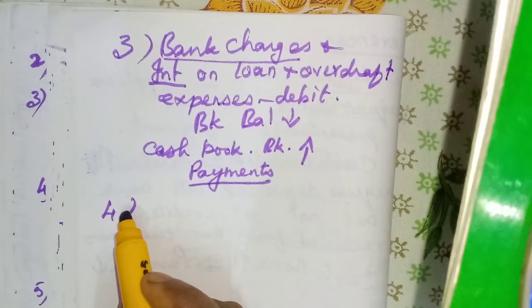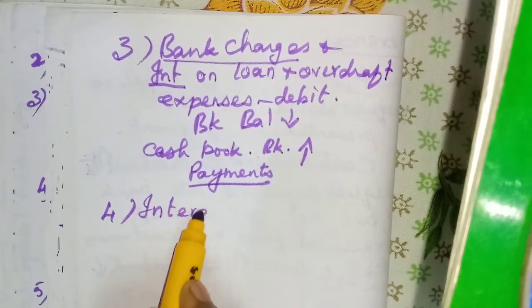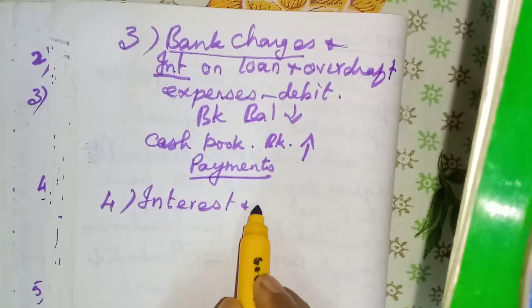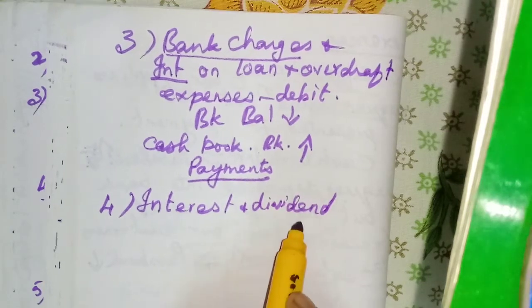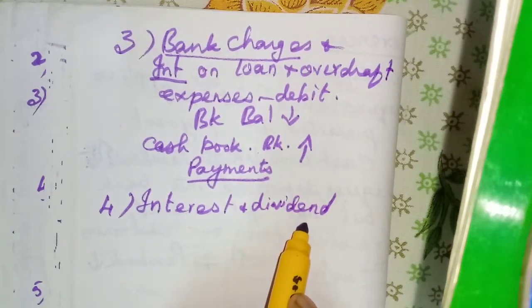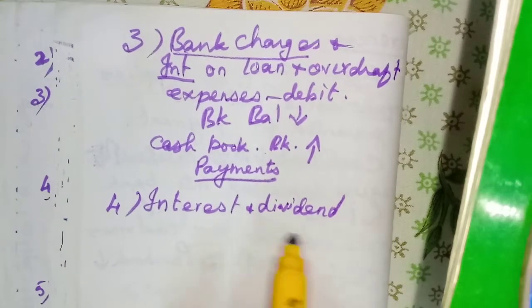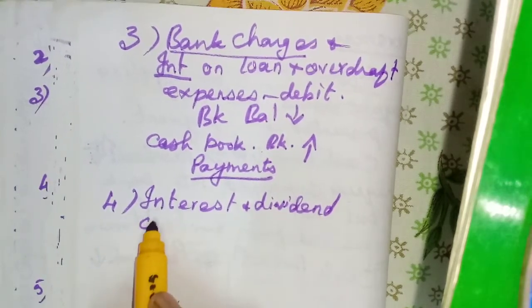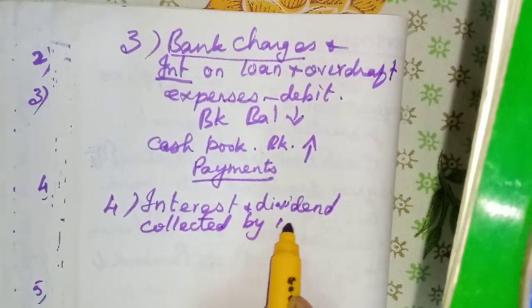Now the next one, opposite to this one, interest. That is interest the bank will receive, or some income, dividend. Dividend, you know, if we purchase a share we will get a fixed amount as dividend, or interest if we have made any investment outside. This interest on investment and dividend on shares will be collected by the bank.